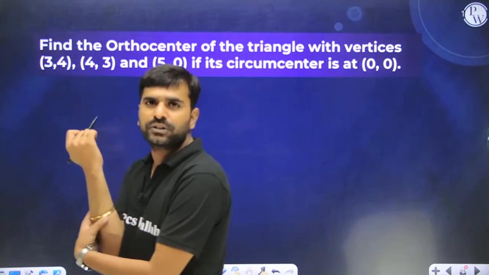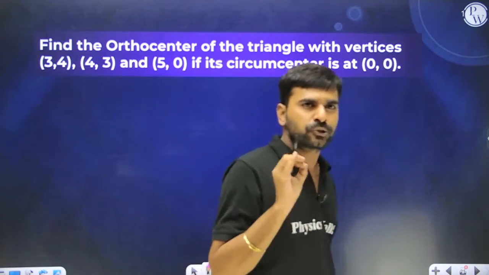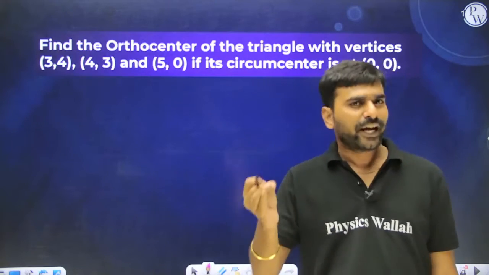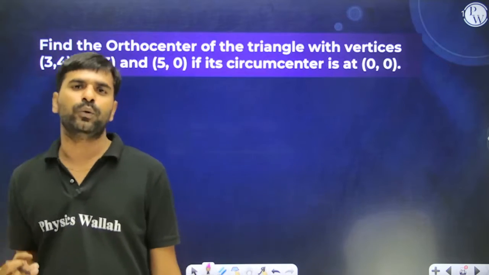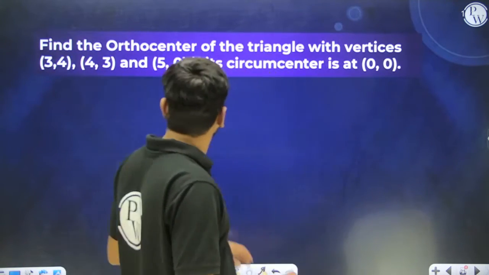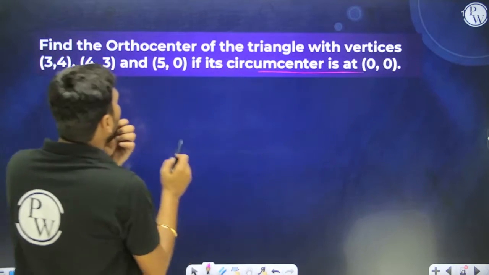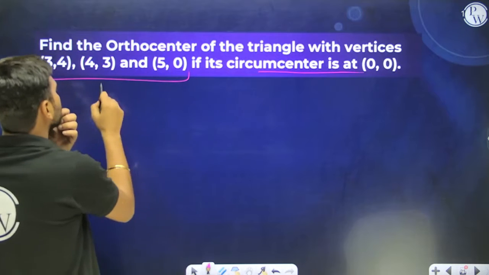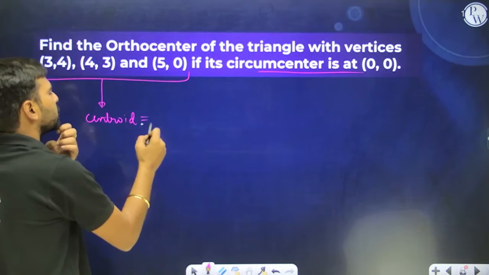Find the orthocenter of the triangle with these vertices. Whenever any point is asked, first find out what kind of triangle it is, because if a triangle is right angled or equilateral, then it is very easy to find the remaining points. Here the orthocenter is being asked, the circumcenter is given, and the 3 vertices of the triangle are given, so we can easily find the coordinates of the centroid. The centroid is nothing but (x1 plus x2 plus x3) by 3.